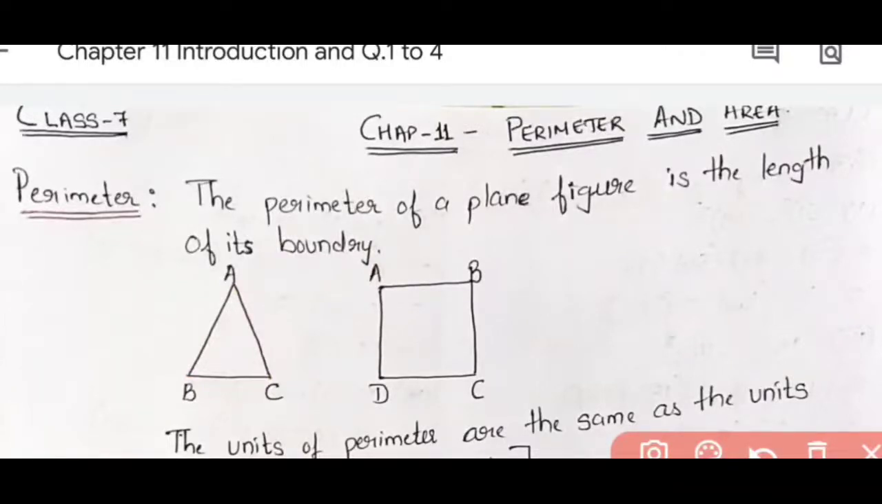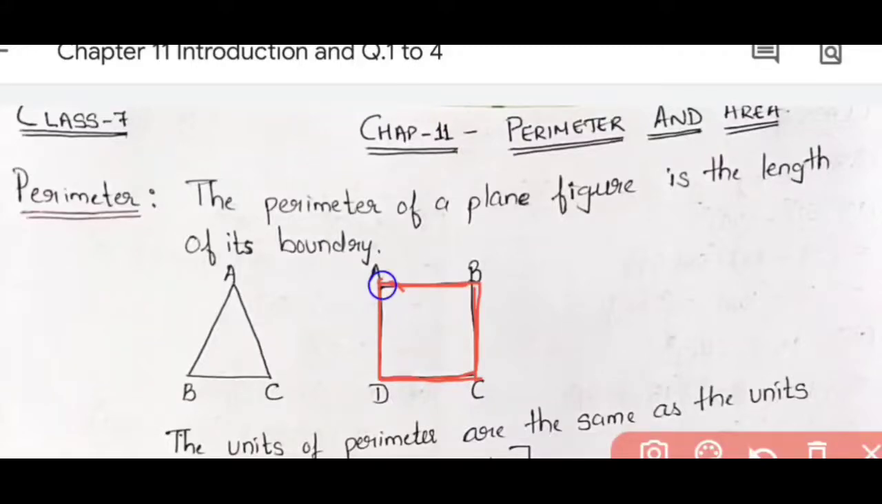It is nothing but take the length AB, add it to length BC, and then add AC. What we will get? We will get the perimeter. Same for the perimeter of a square. What is perimeter of square? AB length plus BC length plus CD length plus AD length. When we add these, we will get the perimeter of the square.